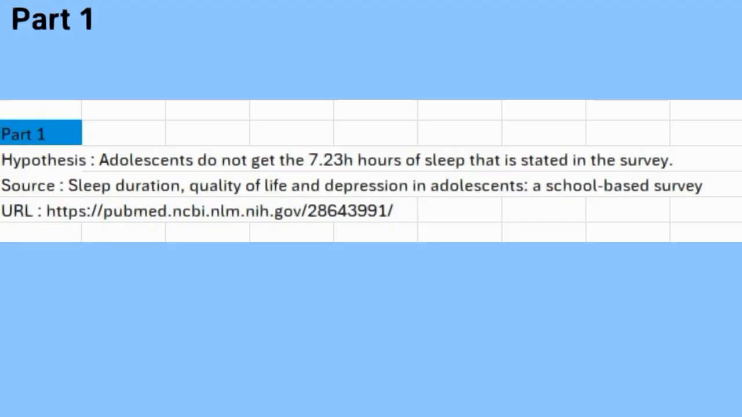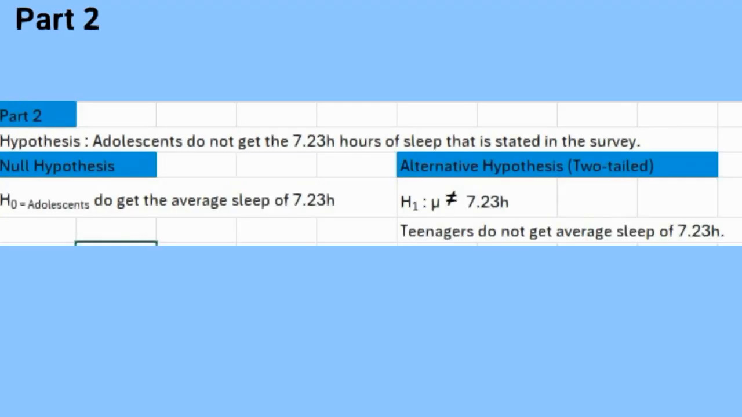The claim states the mean of the population they use is 855 for teens aged 14 to 19 and their average sleep duration is 7.23 hours. Moving on to part 2, the hypothesis I made is that teenagers do not get the 7.23 hours of sleep that the source claimed they do.